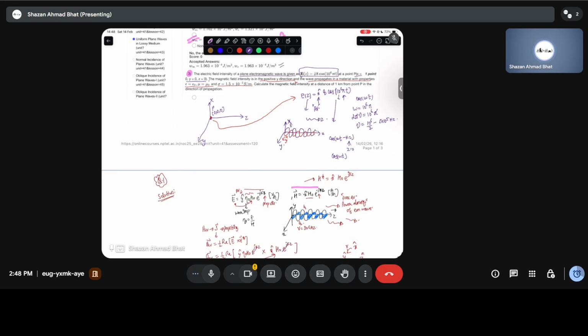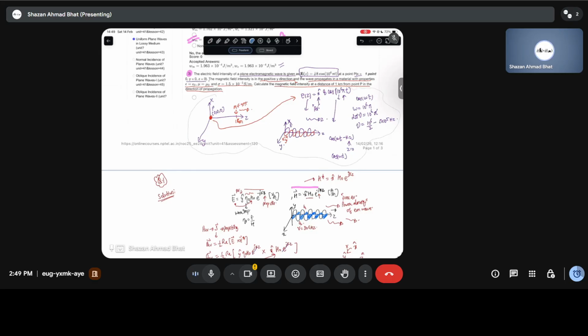Okay, so we need to compute the magnetic field intensity at a distance of 1 kilometer from the point P in the direction of propagation. Because everything was given at the origin, we need to compute the intensity at 1 kilometer from the origin. Because it's moving in the plus z direction, we need to compute it at 1 kilometer in the z direction. So we need to compute the value of the magnetic field intensity at this particular point. This is the exact scenario of the question.